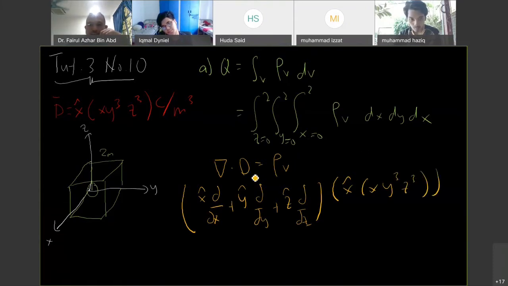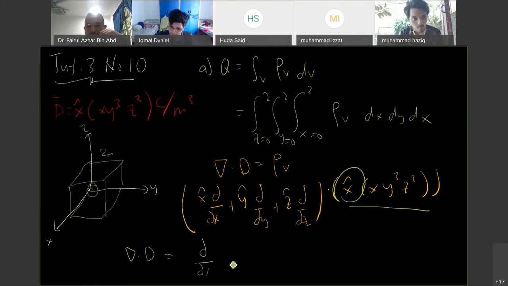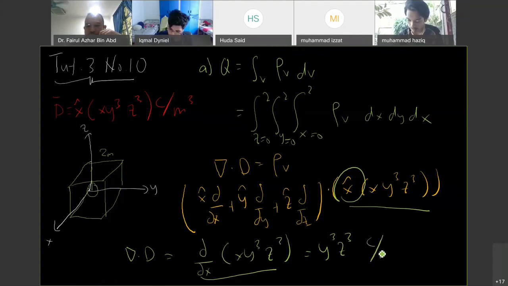Okay. In this case, we are performing the dot operation. And on this side, we have only x cap. So the del dot D will leave us with del dot dx with x y power of 3 and z power of 3. By solving this expression, we will have y power of 3 and z power of 3. This is the value of rho v, and the rho v unit is coulomb per meter cubed.